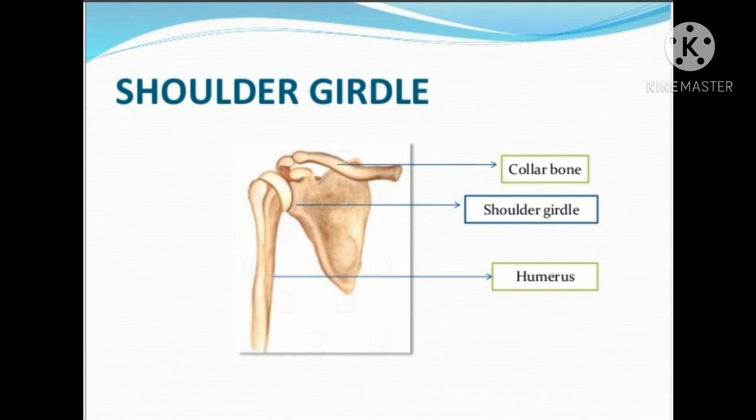Girdles. Girdles are attached to the backbone and give support to the bones of the limb. In our body, there are two girdles. These are pectoral girdle and pelvic girdle. Pectoral girdle. So this is also called shoulder girdle. It is also called shoulder bone, and it supports the bones of the arms and is joined to the collar bone. It helps in movement of the shoulder and arms.